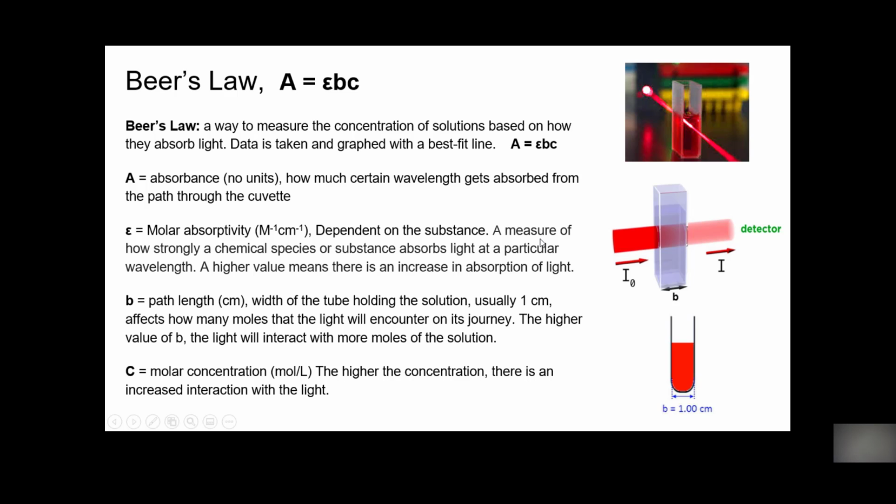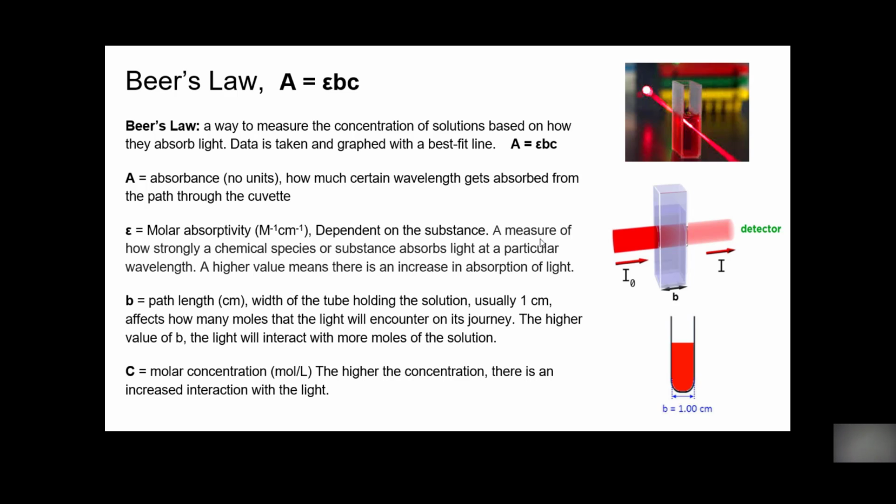All right, so now we're getting into the depth of what our lab is supposed to be for. Beer's law. It is A equals epsilon b c. Beer's law is a way to measure the concentration of solutions based on how they absorb light.